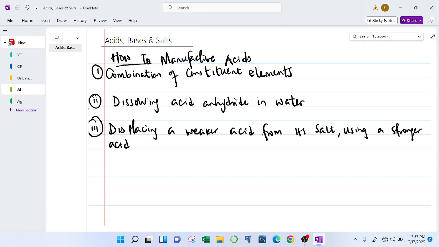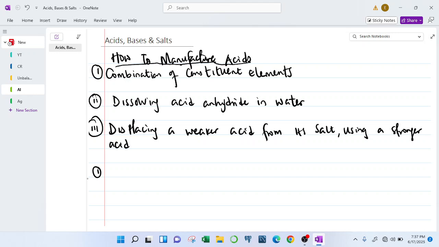And as you are going to see, most of the examples, if not all the examples we give today, they are all going to be inorganic acids because they're the ones that you really have to manufacture. For the organic acids, you can just basically go to their source and get what you need. So the first one, combining constituent elements. As the name already says, all you are just doing is you are taking the elements that make up the acids and you are combining them together.